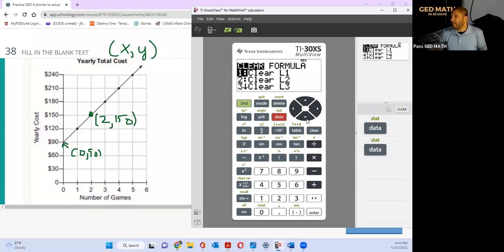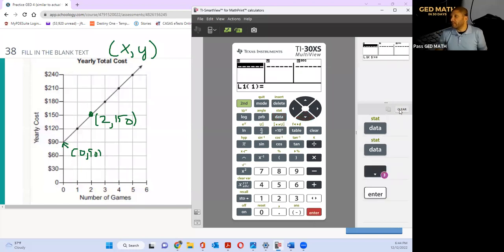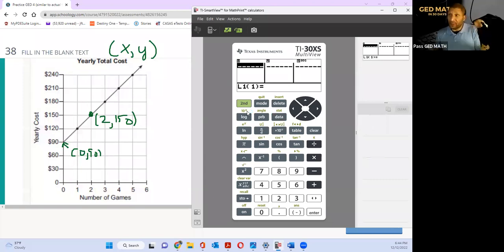Let me clear everything out so we can see it. So this is why I tell you, know it conceptually, but then go through your ebook, because I'm going to show you how to do it quickly.